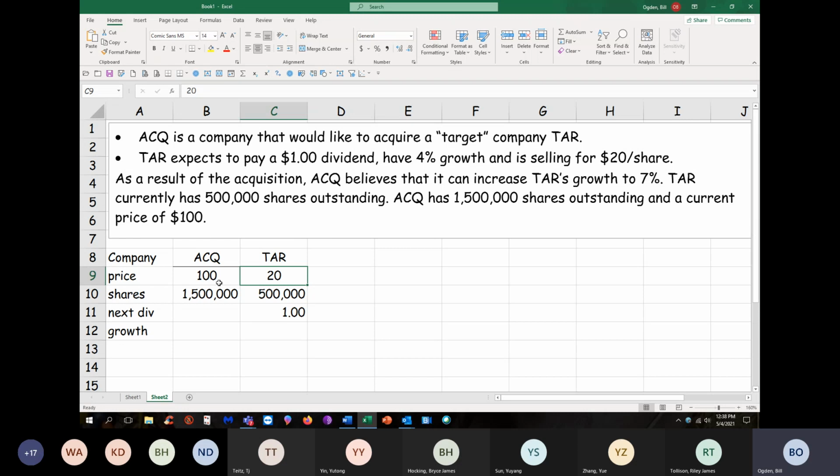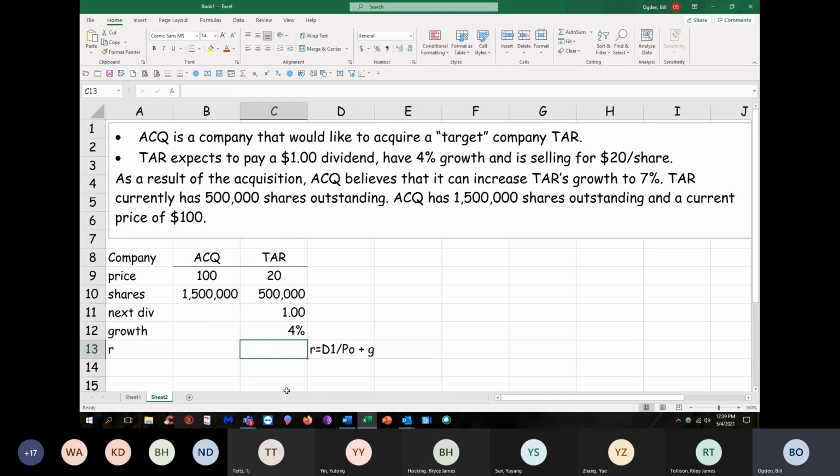So you have to be careful which one you use when you start. So we're going to start out with 4% because that's the basis for pricing TAR at $20. So let's see if we can get an R for it then. All right, and we'll just use the model R equals D1 divided by P0 plus G.